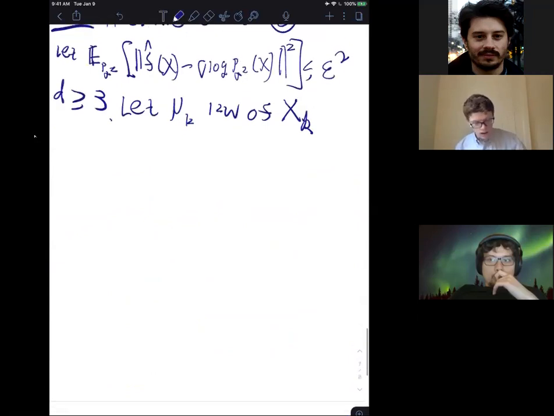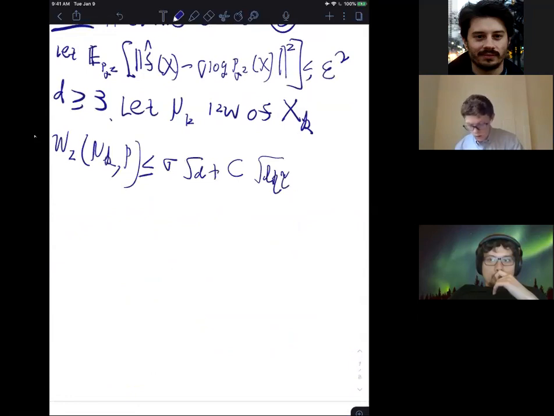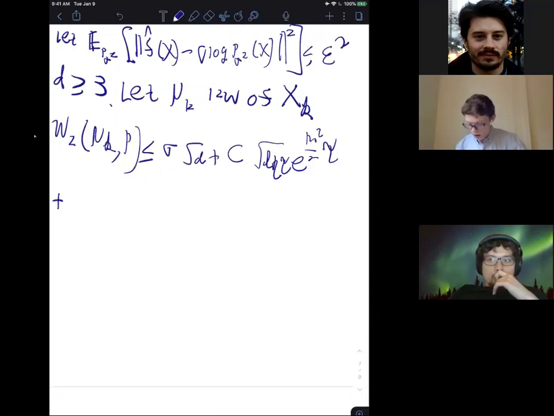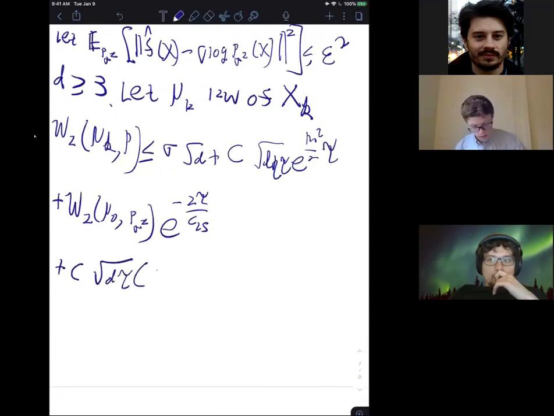Then W2(μ_k, p) is bounded by σ√d plus some constant times √(dητ) e^{m²τ/2}, where we set τ = kη, plus W2(μ_0, p_σ²) e^{−2τ/C_LS}, plus the particularly ugly term, which is √(dτ) ε τ plus e^{m√(dτ)} times √τ times ε^{1/d}, also to the 1/4.